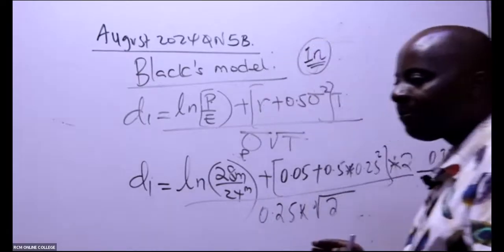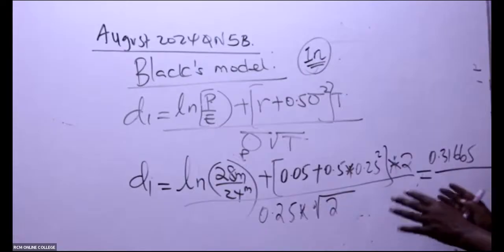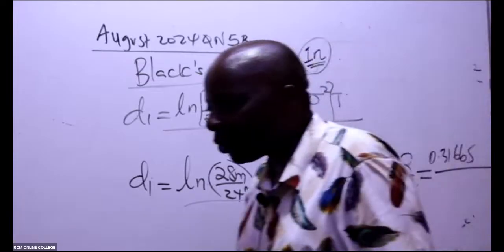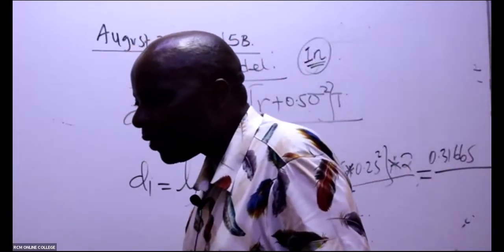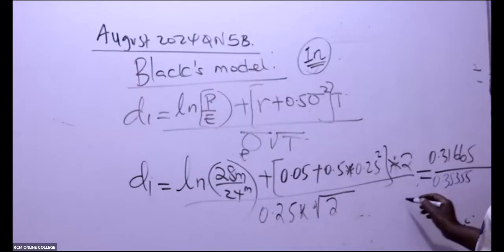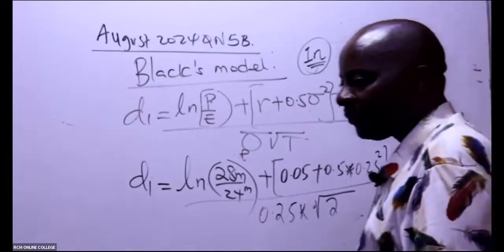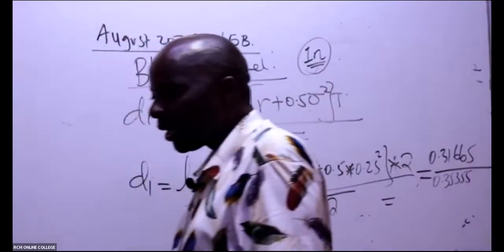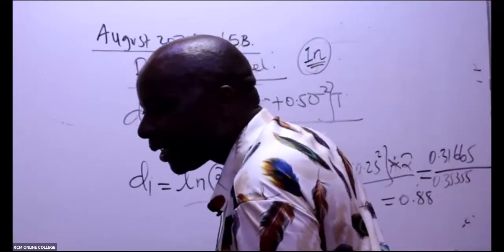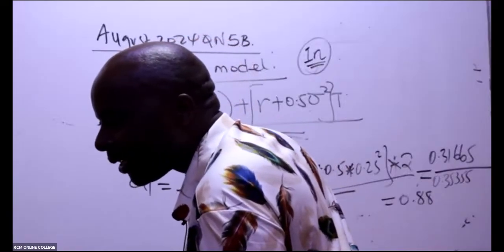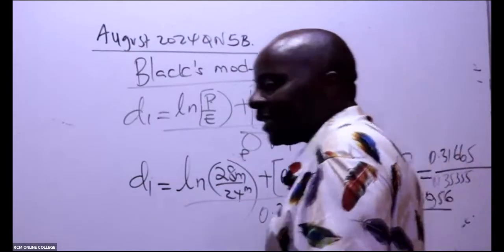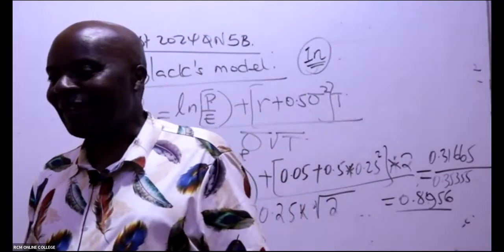How about the denominator? Are you able to give me the denominator value? 0.25 times root 2. What are we able to get there? 0.35355. Which will end up giving us what figure of D1? 0.8956, thank you so much. 0.8956, 0.8957, same thing, isn't it?